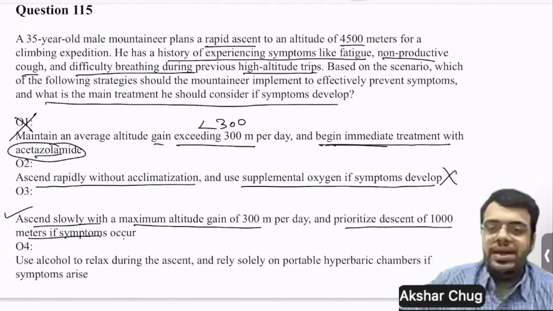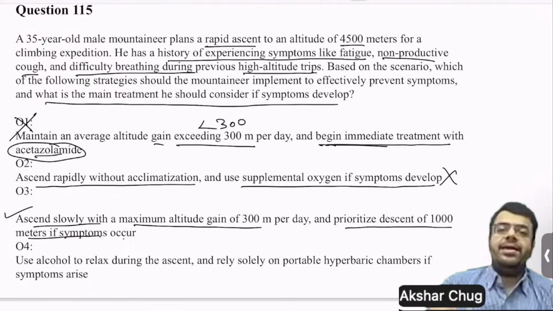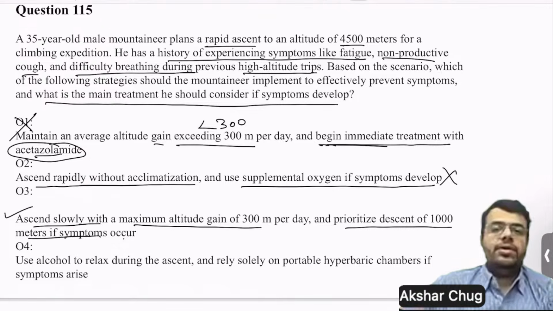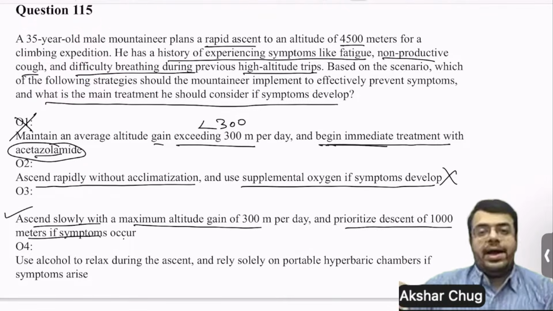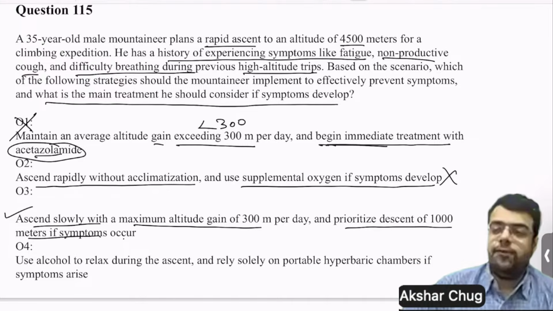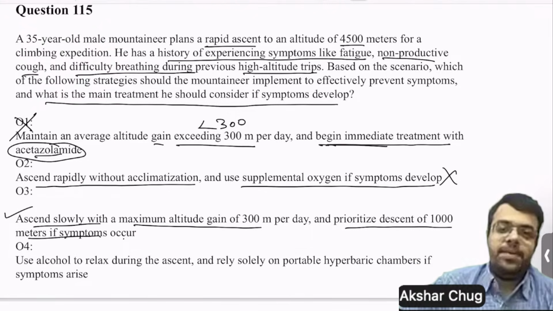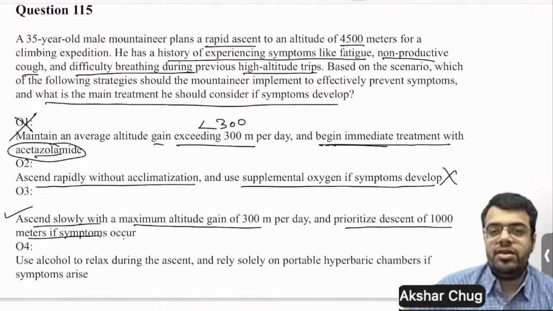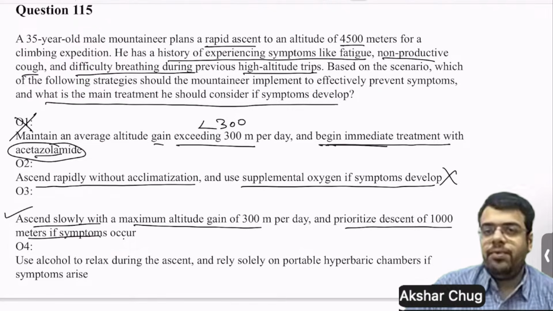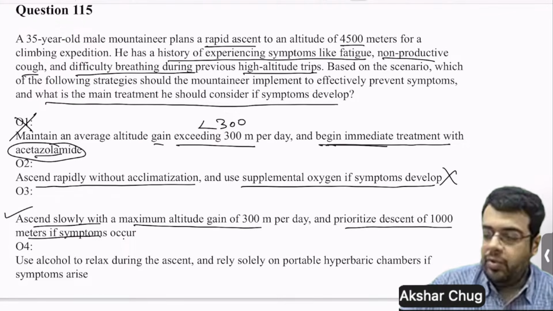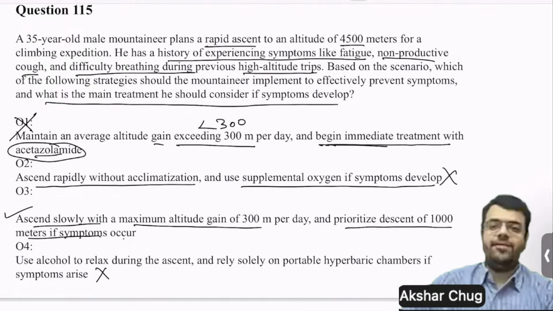So basically, acetazolamide use is started 3 to 4 days prior to a mountain hike. If any one of you has done a mountain hike which goes above 5,000 meters, from the base camp we start to have acetazolamide tablets, particularly for people who are susceptible to such changes. So basically, acetazolamide takes time to relieve the symptoms. Use alcohol to relax during the ascent and rely solely on portable hyperbaric chambers if symptoms arise. So again, definitely this is one of the incorrect statements.